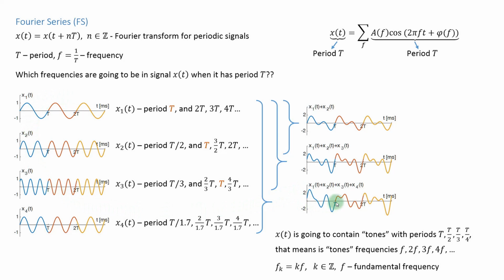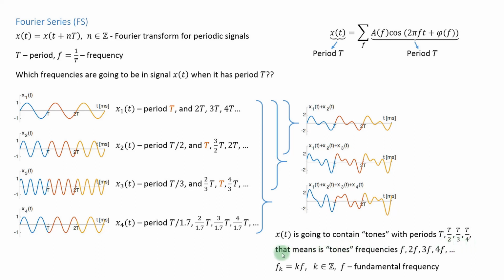The moral of the story is that if I'm going to express my signal as a sum of a bunch of pure tones, then if my signal has a period of T, these functions, these tones, also need to have the period of T. If any of these tones does not have the period of T, the periodicity of my signal will be broken. Thus, my signal will contain pure tones either with period T or the period T divided by some integer.